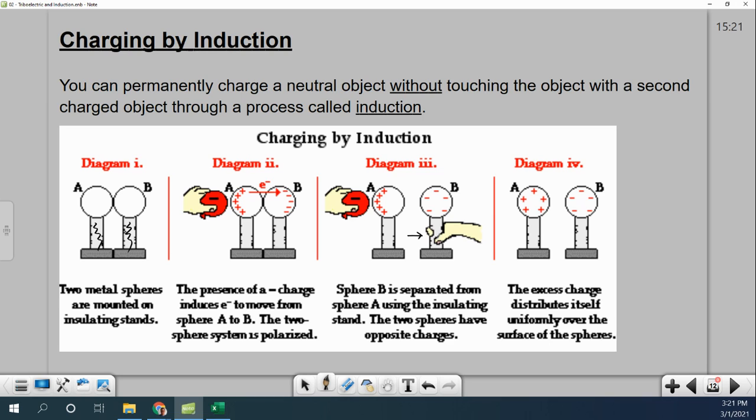If I take away the charged object, I haven't actually touched anything with that charged object yet, but I've used it to push electrons from A to B. You end up with B being more negative and A being more positive. You have tricked it into being charged.